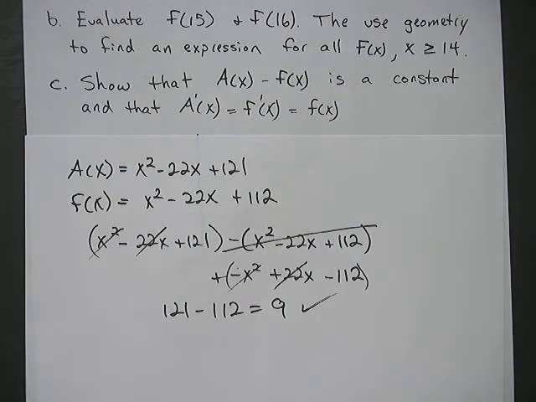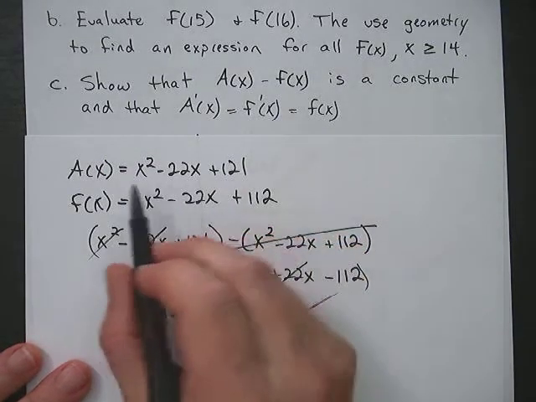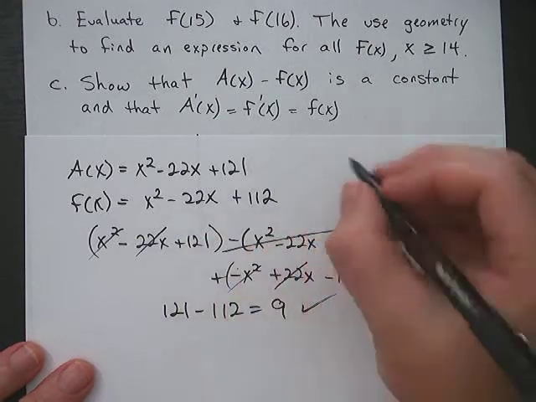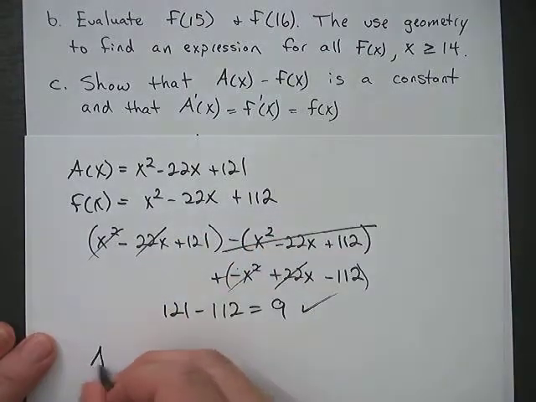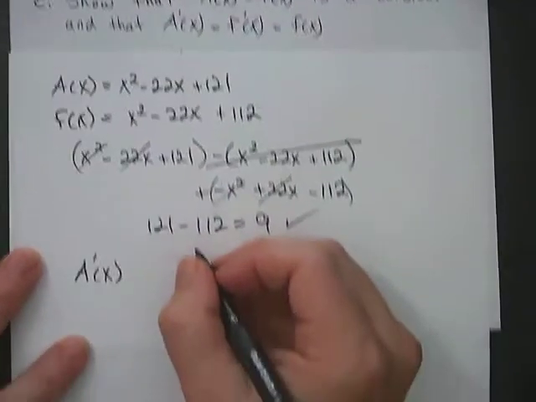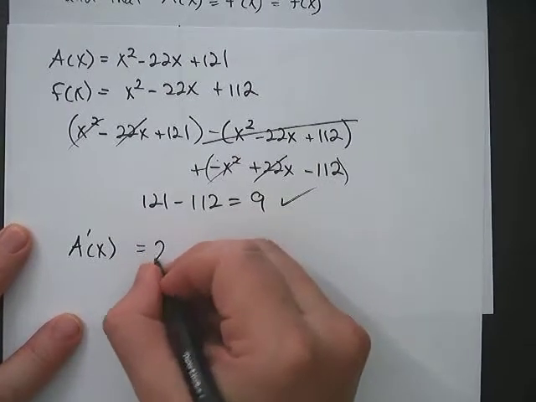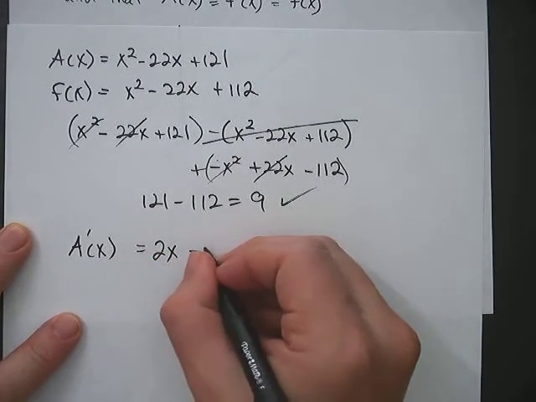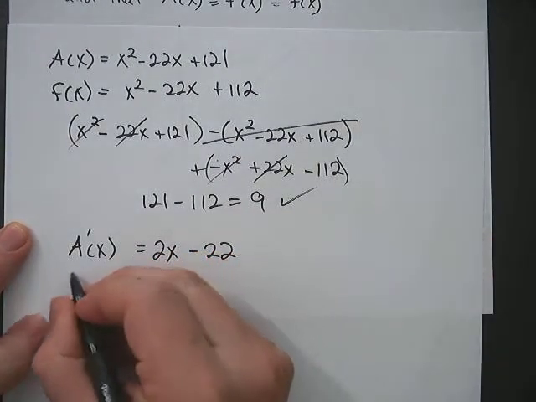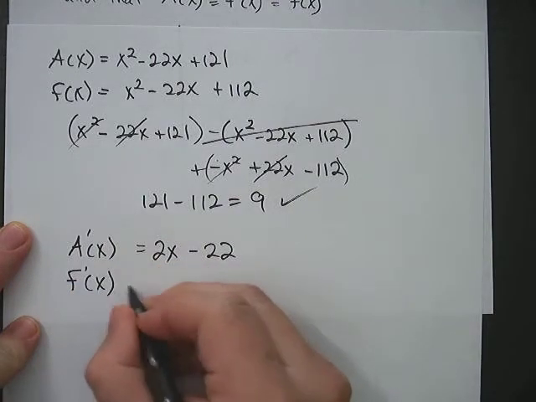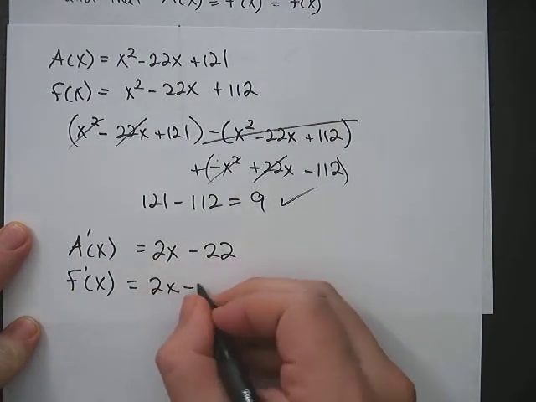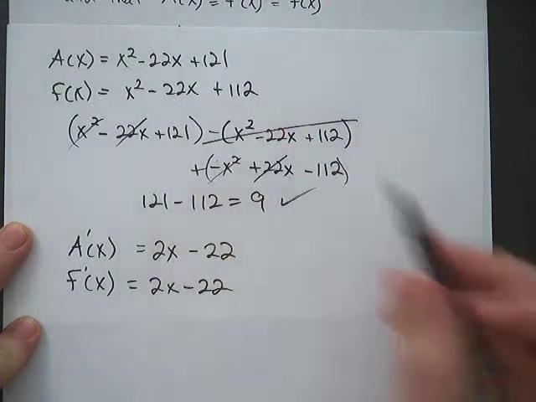Okay, and then the other thing it said is to show that A prime of x equals F prime of x equals f of x. Okay, so that's pretty easy as well. We have A of x. Let's just take the derivative. So A prime of x is equal to 2x minus 22. F prime of x is equal to 2x minus 22. Just taking the derivative of these functions.